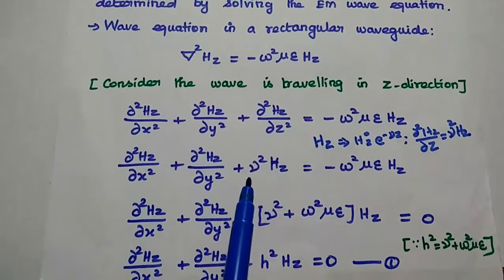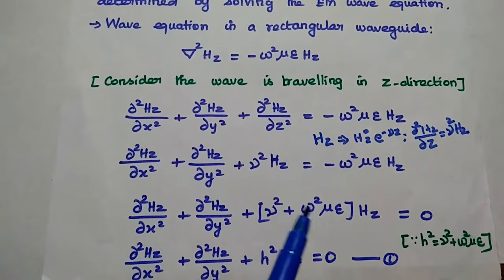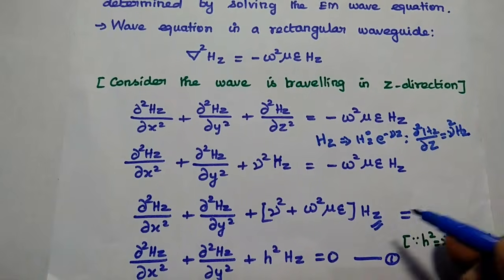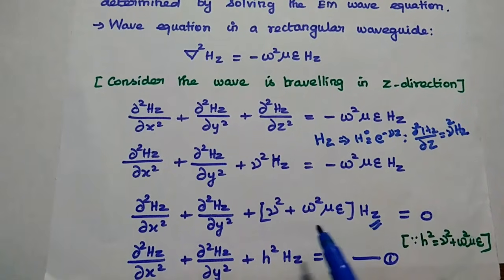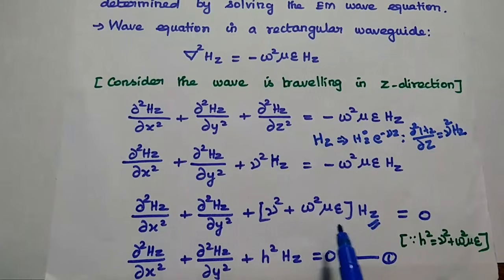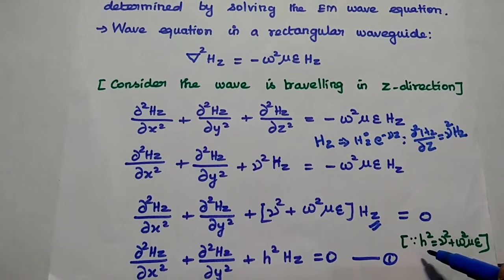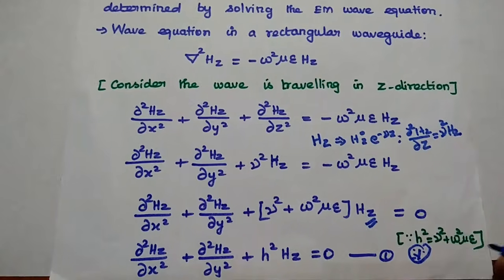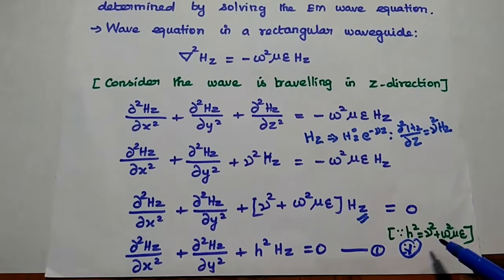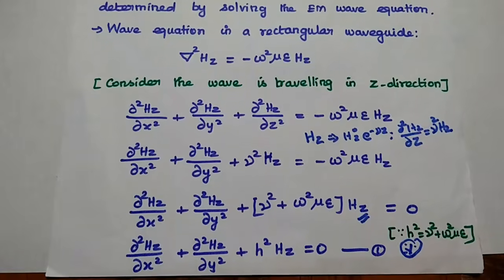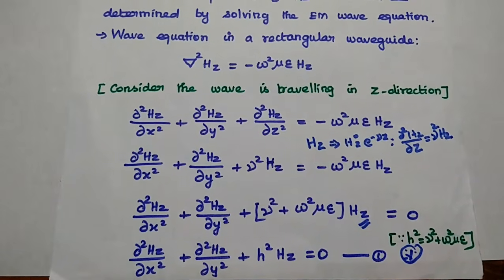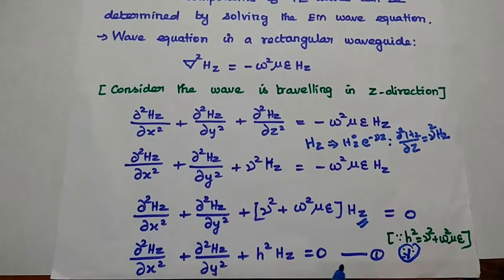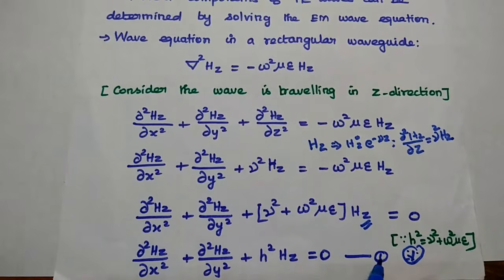Next we move this value to the other side to make it a proper equation. We can write gamma squared Hz plus omega squared mu epsilon Hz, taking Hz as a common factor outside. As we all know, gamma squared plus omega squared mu epsilon is equal to h squared. This is an important factor, from which we can find the value of the propagation constant. Substituting this, we get ∂²Hz/∂x² plus ∂²Hz/∂y² plus h squared Hz is equal to 0. Consider this as the first equation.